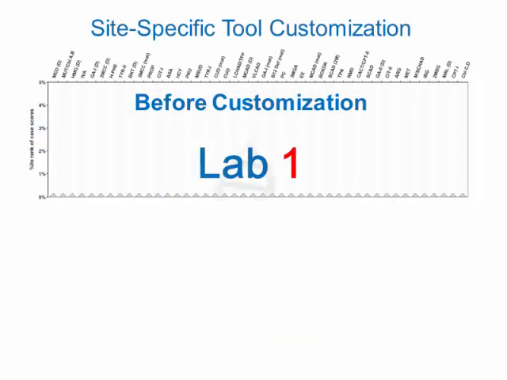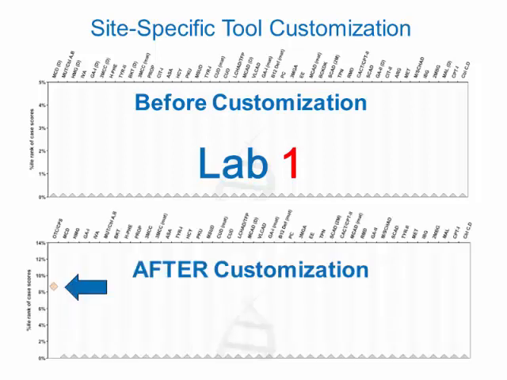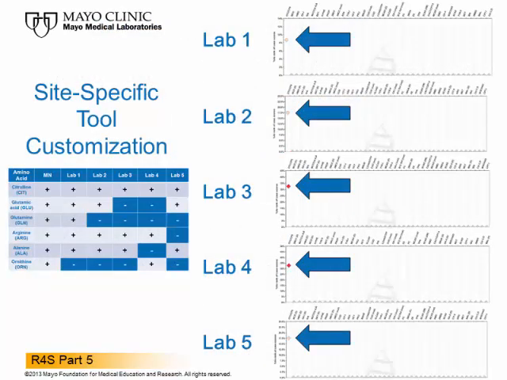The outcome of this process is shown here. Before customization, Lab 1 could not generate a score for this case. After the customized tool was released, the outcome was clearly informative, with a score ranked at the 9th percentile. The same outcome, and even higher relative ranks because of the reduced percentiles, was observed for each of the other 4 laboratories.